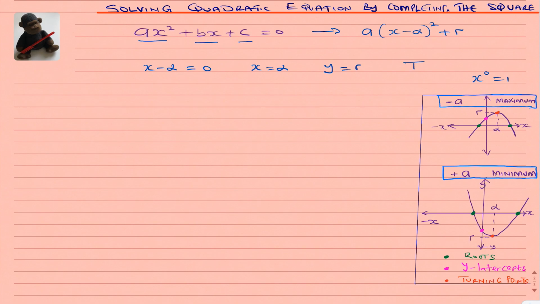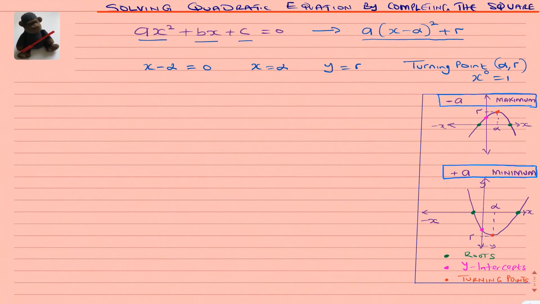So at the turning point, the coordinates are alpha and r. So that's what completing the square gives us when we apply it to a quadratic equation. So let's try solving a quadratic equation using completing the square.